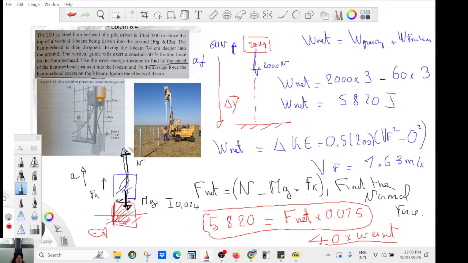Did you survive? Shall we stop? I did the computation. You should find 8709 Newton, 40 times the weight. It's huge. So don't fall, okay? Be careful.